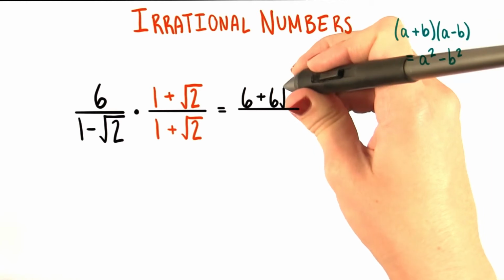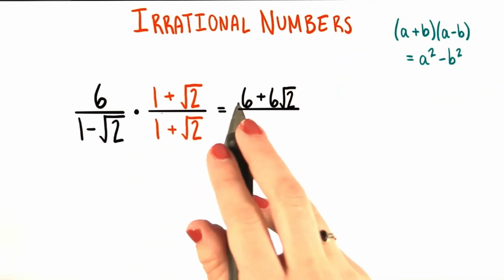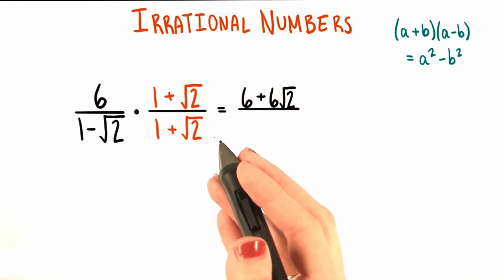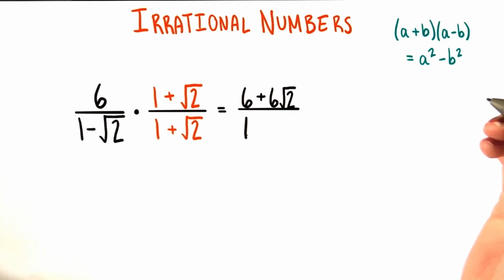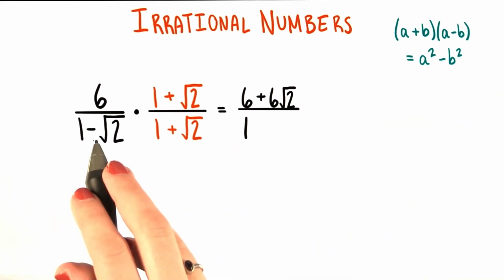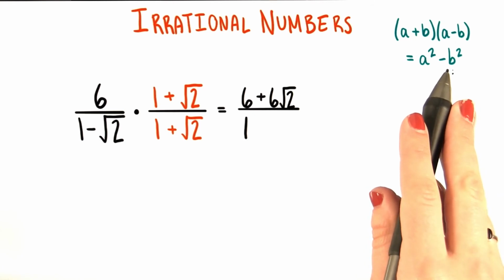We can find our new numerator by just distributing the 6 to both terms here. So we have 6 plus 6 times the square root of 2. The denominator ends up looking pretty simple too. Our first term is 1, and then since 1 times the root of 2 is canceled out by a negative root 2, we don't have any icky middle terms. That's exactly what we saw up here with the difference of squares.